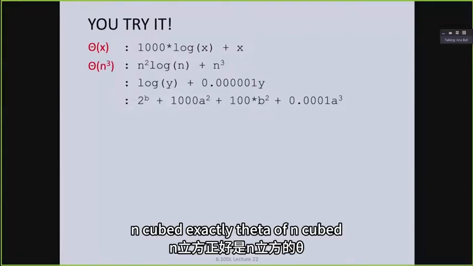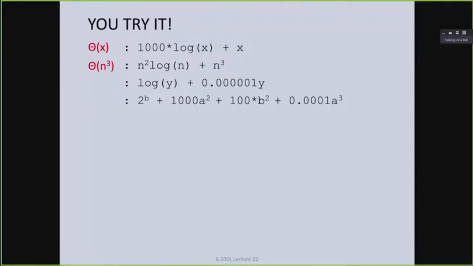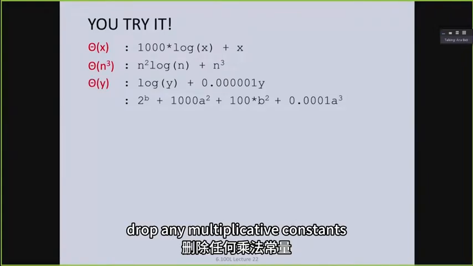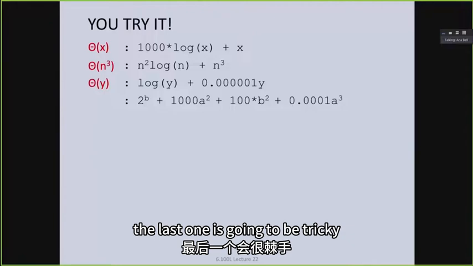N cubed, exactly, theta of n cubed. See, I told you this is going to be so easy. I know that math was scary. How about the next one? That's the term that grows the fastest, but then it's theta of, drop any multiplicative constants, and it's just theta of y. The last one is going to be tricky.